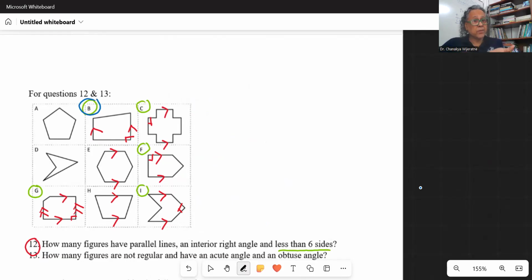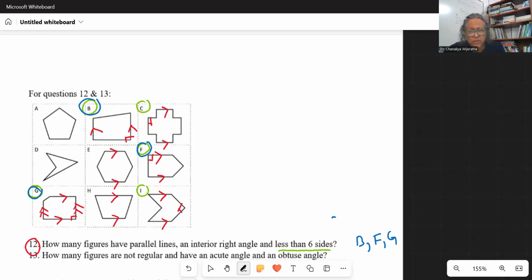This has 12, and that is called a dodecagon, right? That also I forgot. Dodecagon, and it has 12 sides. And then F has how many? It's a pentagon. We need to count. And number 6, it is also a pentagon. We have to count. And I, of course, is a hexagon, 6 sides. We can't count. So here the answer is B, F, G.